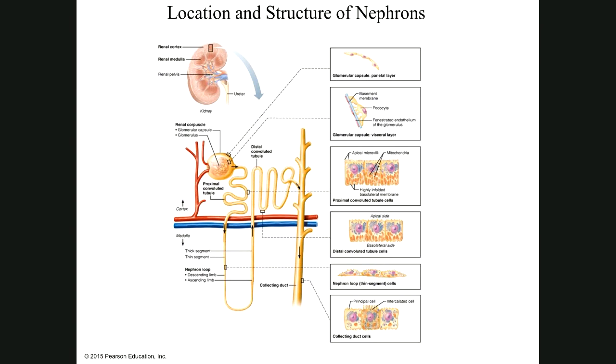These collecting ducts receive filtrate from so many nephrons, and they run through the medullary pyramid. This is what gives the pyramid its striped appearance. The ducts fuse together to deliver the urine through the papilla into the minor calyces.